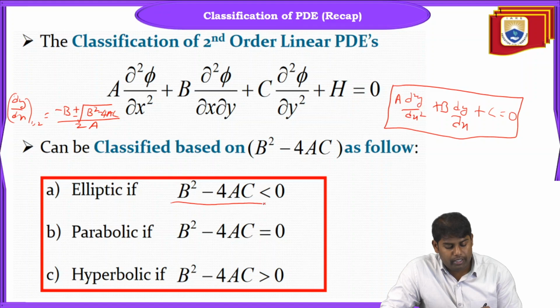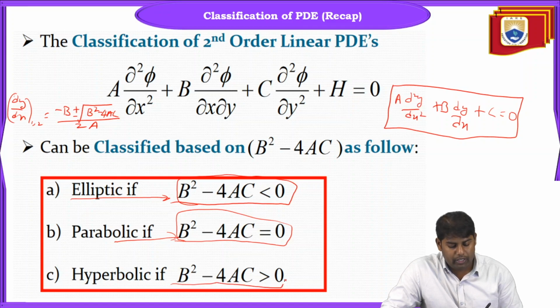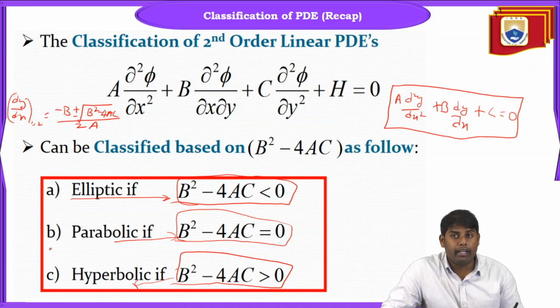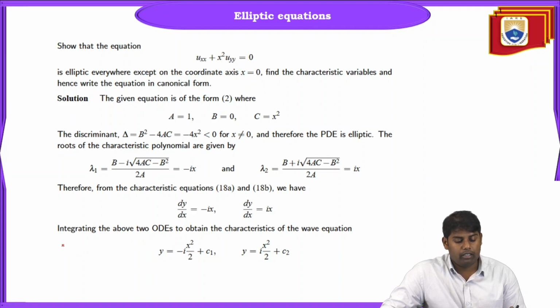So this b square minus 4ac value, if it is less than 0, we have seen that it is an elliptic equation. If it is equal to 0, we have seen this as a parabolic equation. And if it is greater than 0, we have seen that it is a hyperbolic equation. So we have these three forms of equation. After that, let's do some sample example problems for the equations.